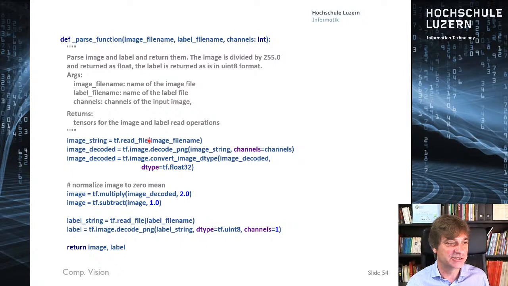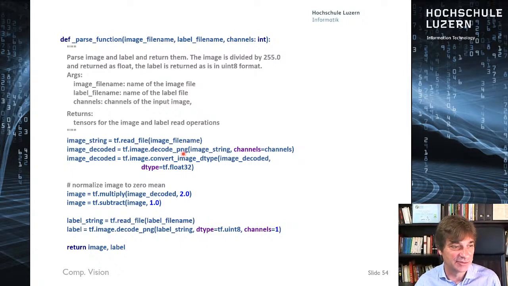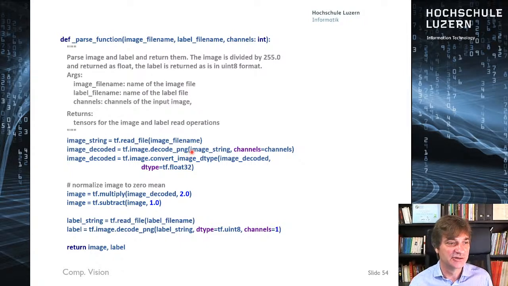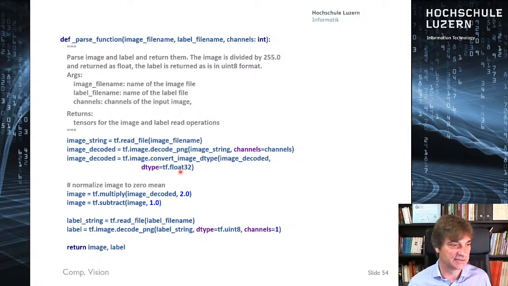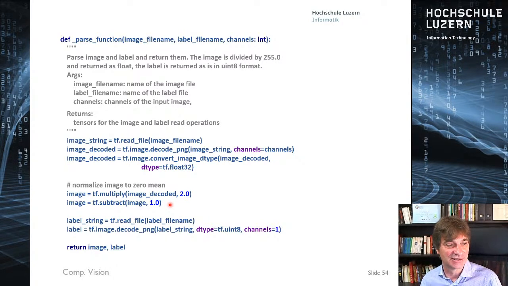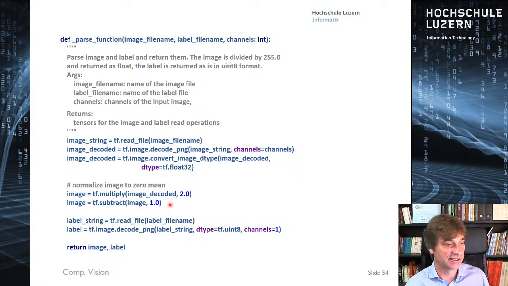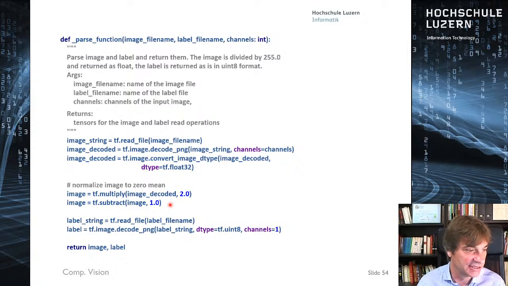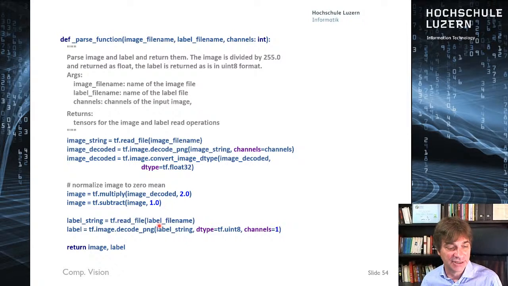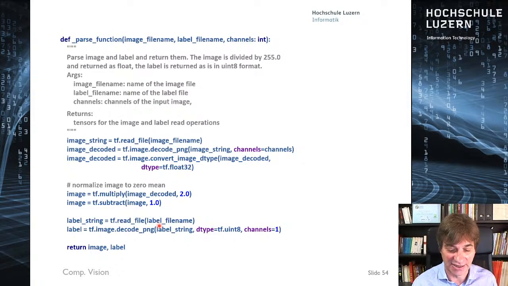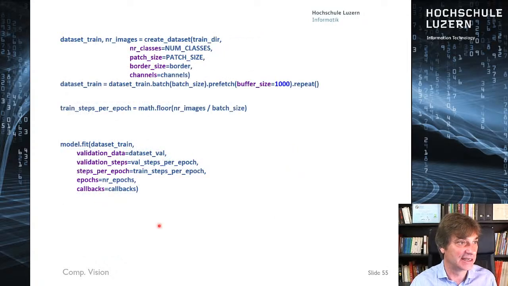It reads an image, it decodes the image from PNG format so that we have it as raw data here. We convert it to float, as it would be integer. We normalize it here. I don't normalize it by each image, but I just normalize the range to make sure that it's between -1 and +1, and then I also read the label file and decode the label file.